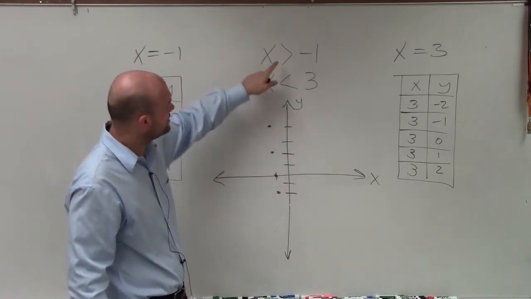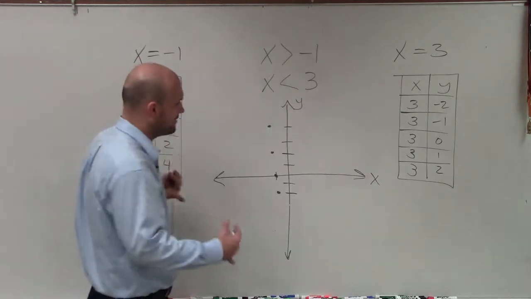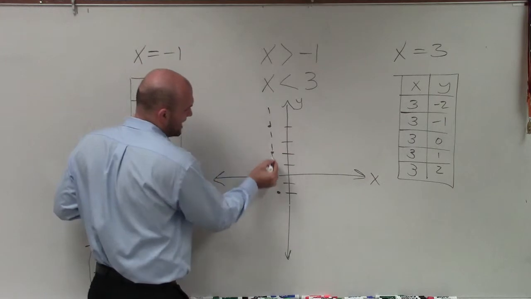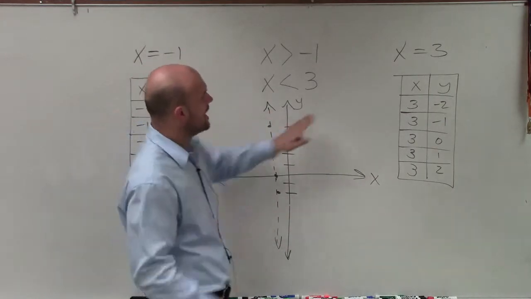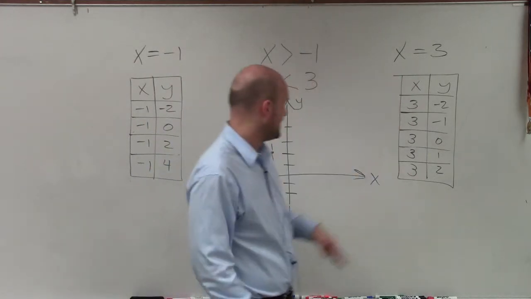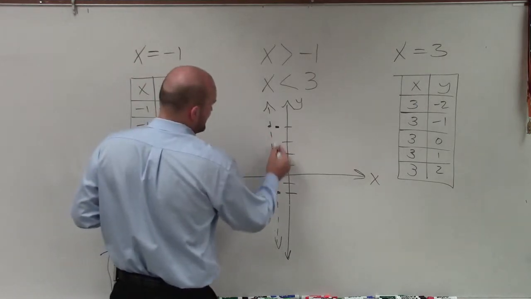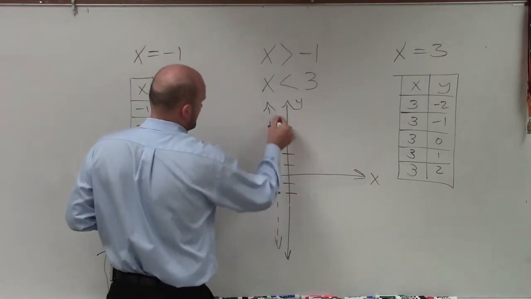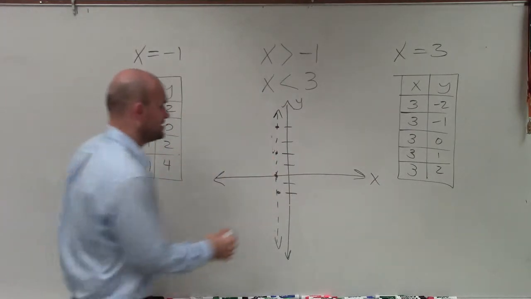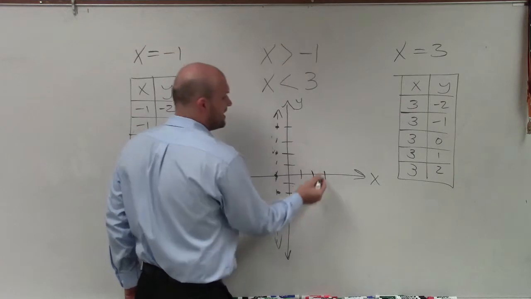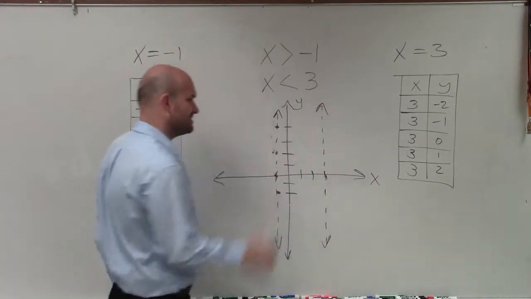Now, before I get to the next one, I notice that this is an inequality symbol that's greater than, not greater than or equal to. Therefore, I know that this is going to create a dashed line, meaning this line is not going to be a part of our solution. Now, to graph x equals 3, I look at this table of values. It's going to be the same as this one, but instead of x equals -1, we now have x equals 3. So I go over to 3, 1, 2, 3. And then again, I'm going to create another vertical line at that point.